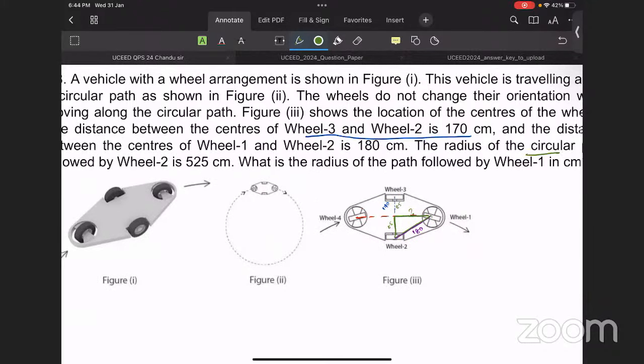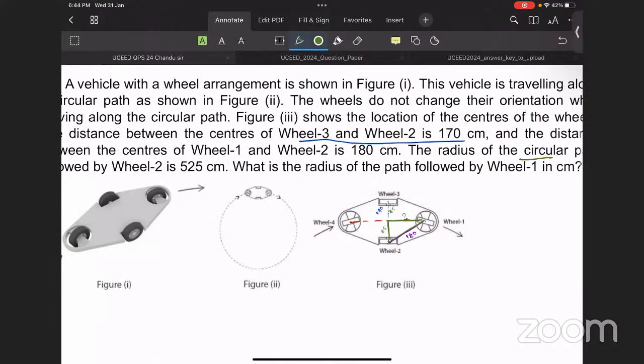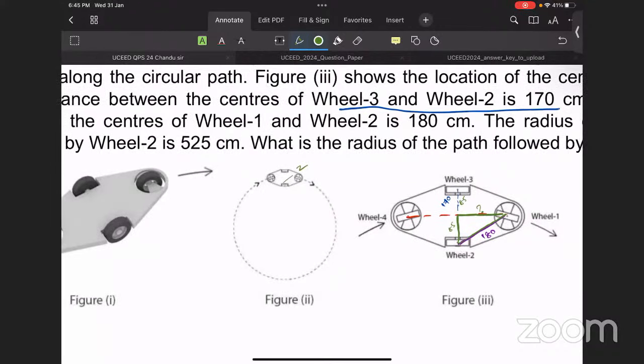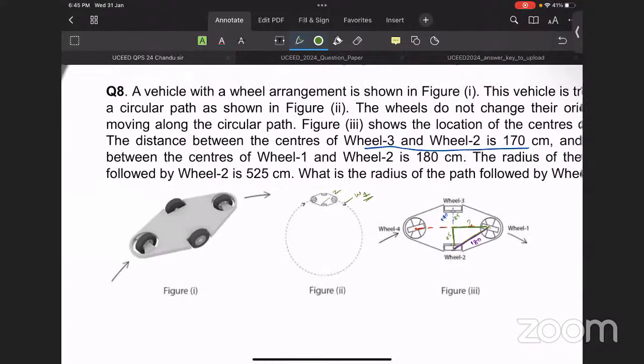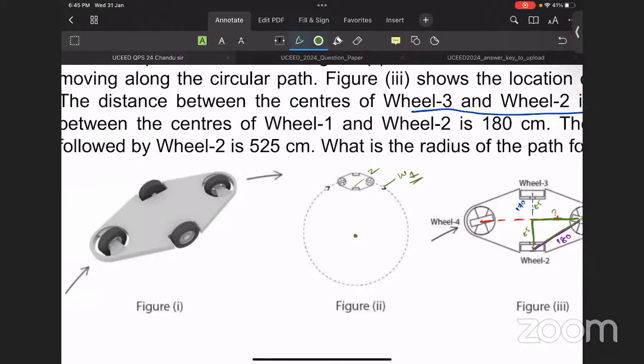The radius of the circular path followed by wheel 2 is 525 centimeter. Actually, that circular path is not given. This is the path followed by wheel 1, which is given, but the path followed by wheel 2 is not given. So assume this is the center, and let me make one more circle. So now we have a set of consecutive circles here.